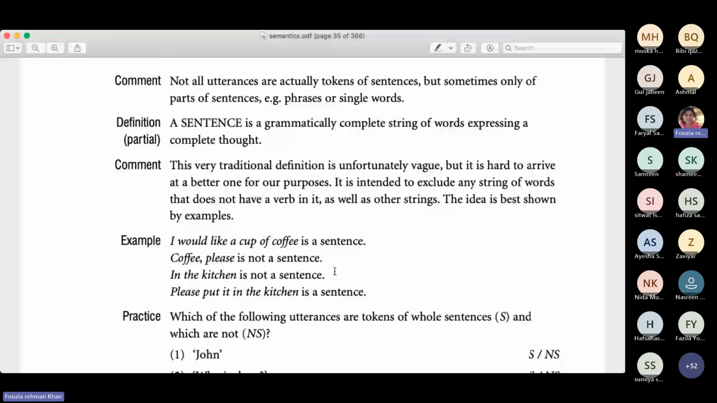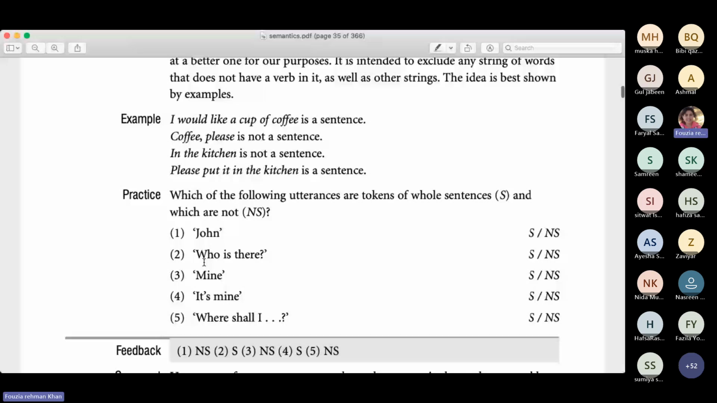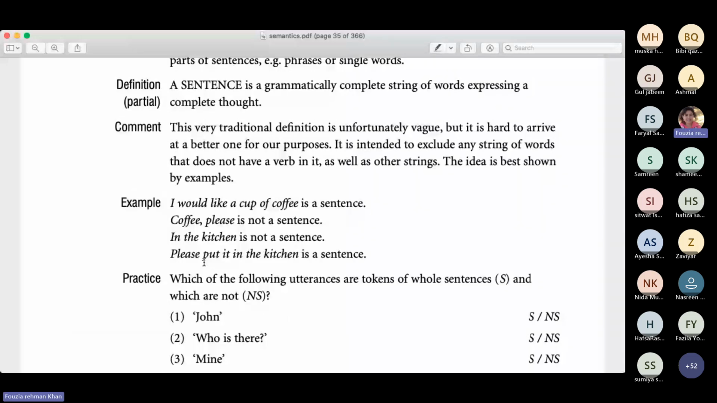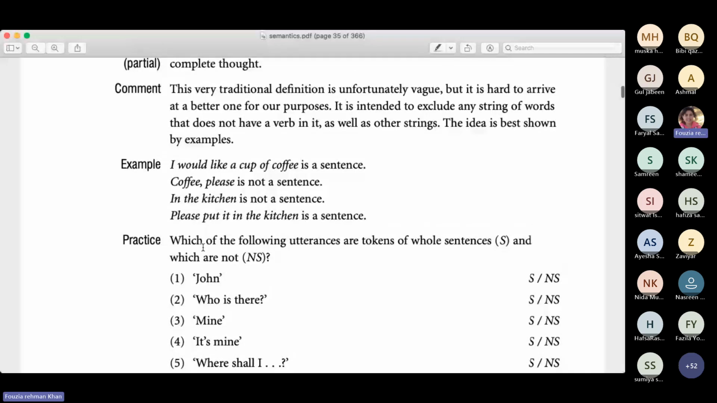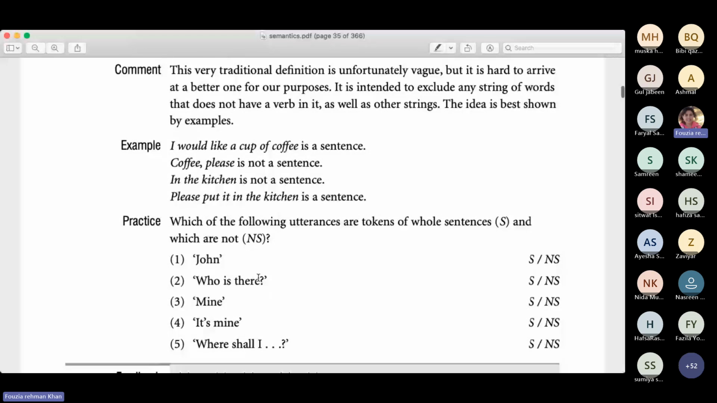We have done this difference, that a sentence has to be complete grammatically, and in terms of its meaning also, but an utterance does not require that. Now, very quickly, we are just differentiating between what is a sentence and what is not. John is not a sentence. Where, who is there? It's a complete sentence. Mine is not a sentence. And when we say that it's not a sentence, it is an utterance. Okay. It's mine. It's a sentence. Where shall I dot dot dot? I mean, the speaker is unable to complete it. Therefore, it is not a sentence.